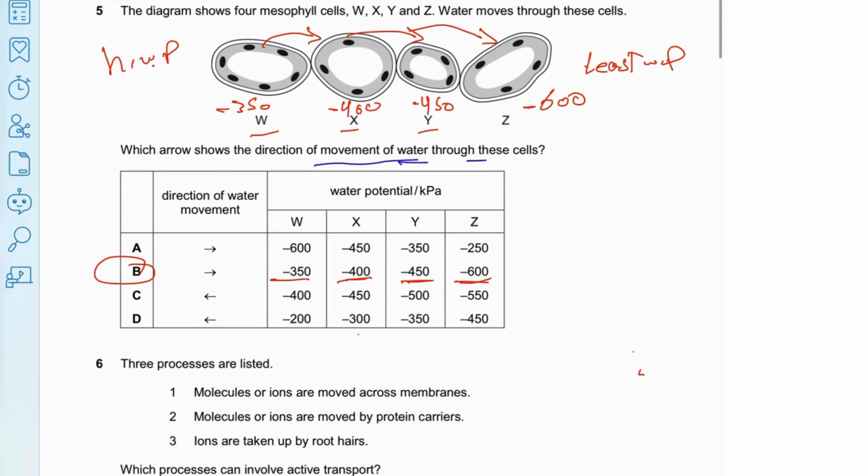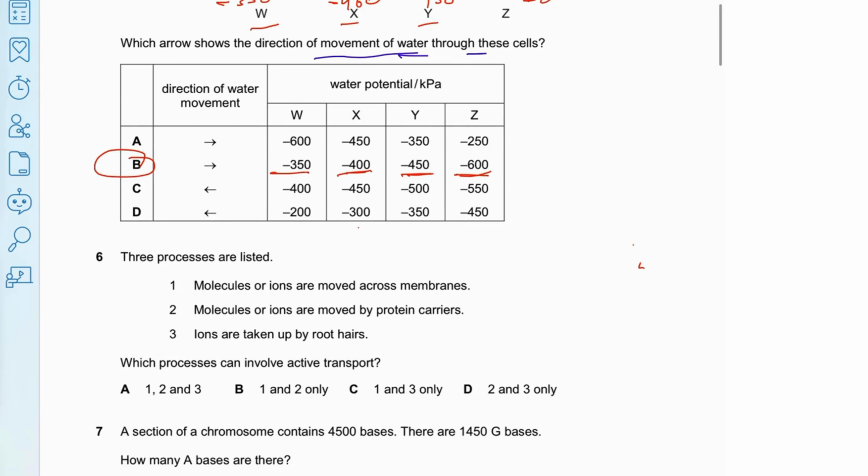So remember this rule. You can say the opposite: the less negative, the higher water potential. It also will help you.